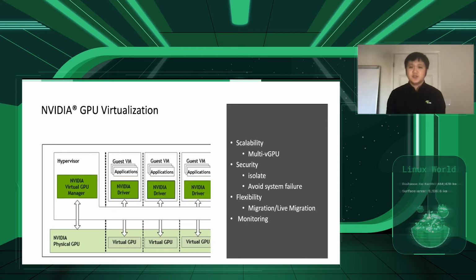And because of the hypervisor layer, we could avoid system failure from some attacks. It also has very good flexibility for management. We can do snapshots for backup. We can do migration between different servers. We can even do live migration. The vGPU manager also provides a monitor feature, which is quite useful for a cloud platform. Anyway, it's a very good choice if you want to accelerate your AI cloud.